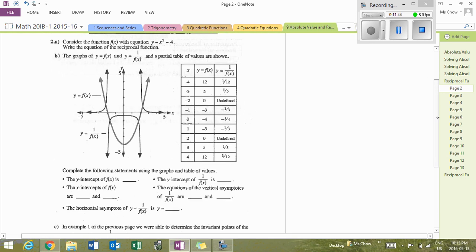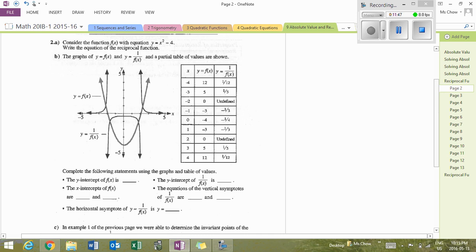So again, here they have it, where they've given you the original function of y equals x squared minus 4. So the equation of the reciprocal function then is of course 1 over, so y is equal to 1 over x squared minus 4.